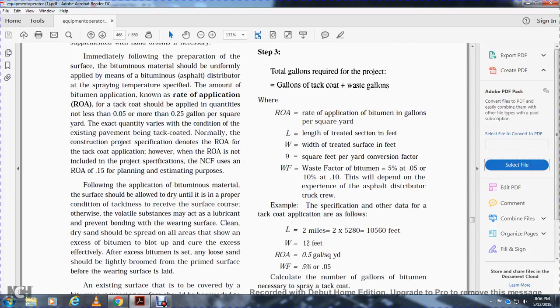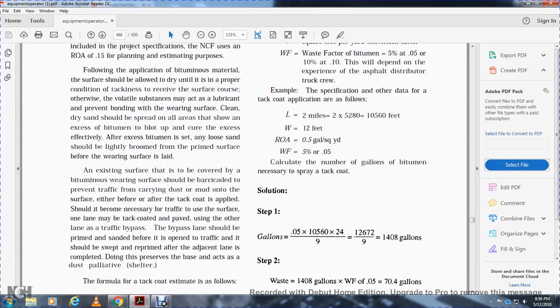For example, the specification and other data for the tack coat application are as follows: length is 2 miles times 5,280, which is 10,560 feet. Width is 12 feet. Rate of application is 0.15 gallons per square yard. The waste factor is 0.05. Calculate the number of gallons sprayed.